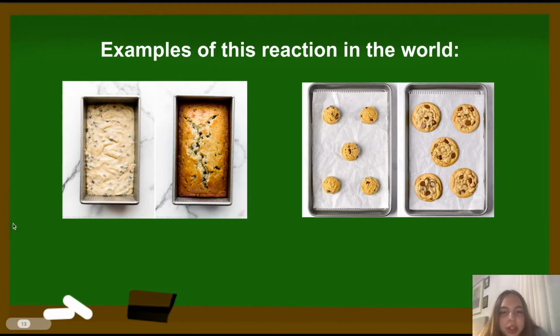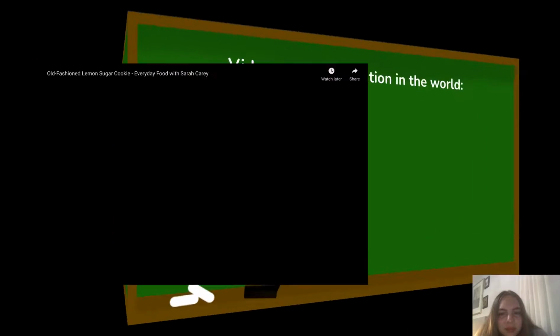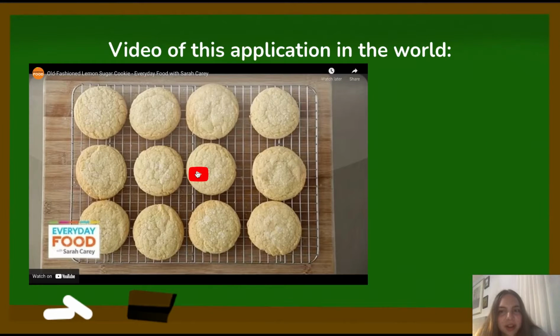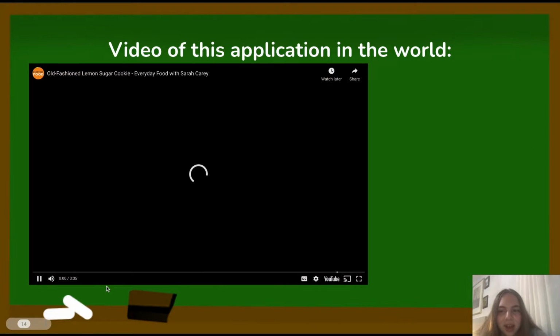Now, these images show how sodium bicarbonate and citric acid work to cause the bread products to rise and expand and allow them to be light and fluffy, which allows them to ultimately taste better. And we can see this bread rising with the cracks and these cookies going from a tiny little ball to expanded. Okay. And I just have a video of a cookie recipe, and I'll pause it when I want to add.